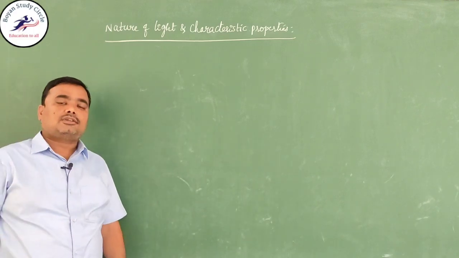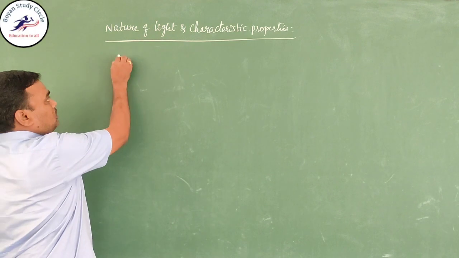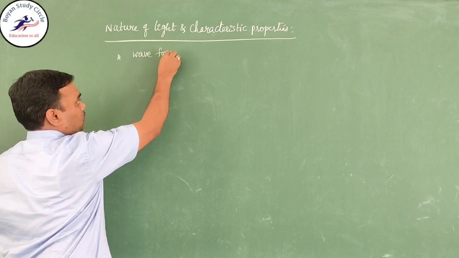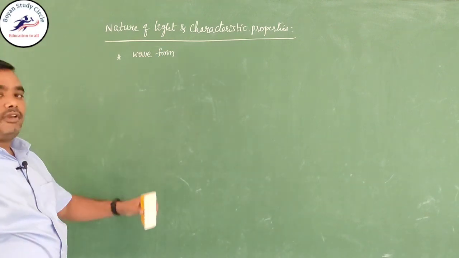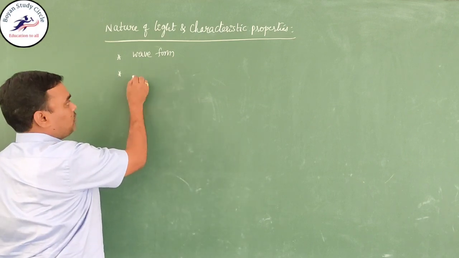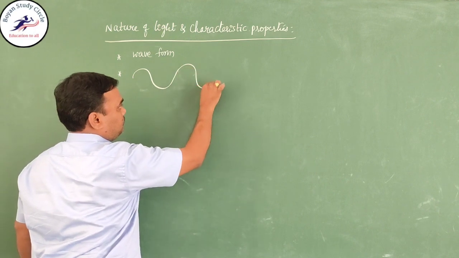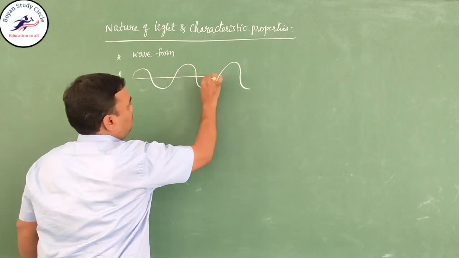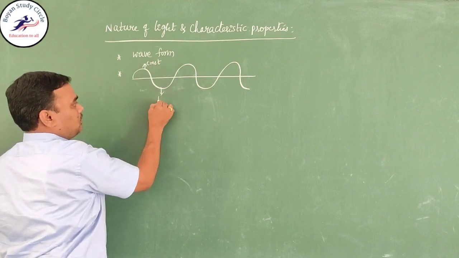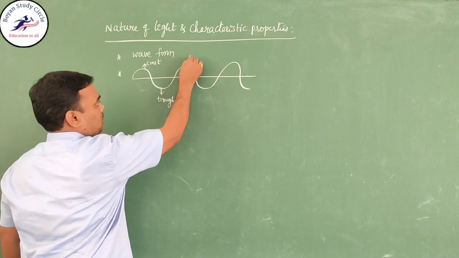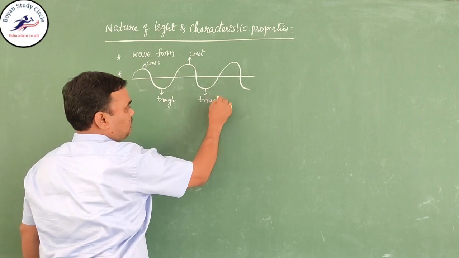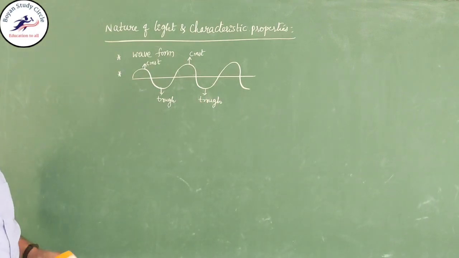As you know, light travels or propagates in the form of a wave, right. Whenever it travels in the form of a wave like this, it forms crest and trough, right. Crests and troughs are alternately formed.